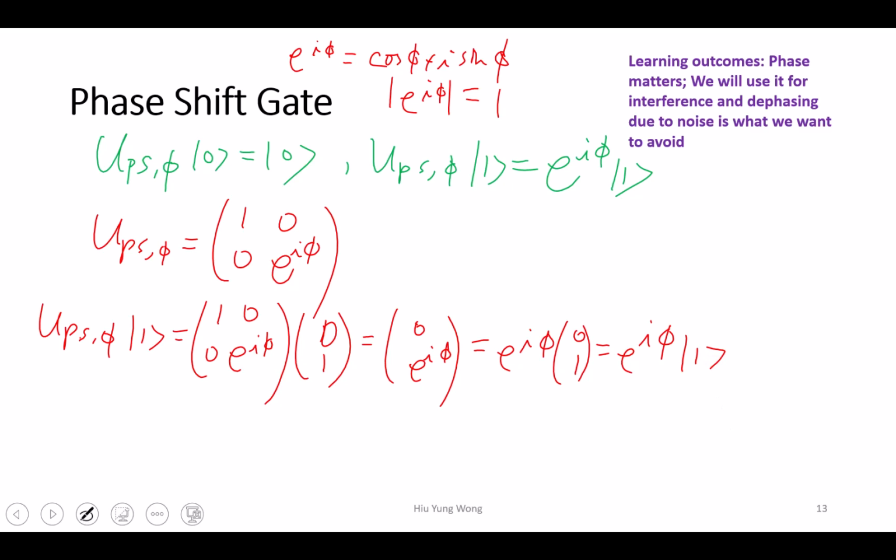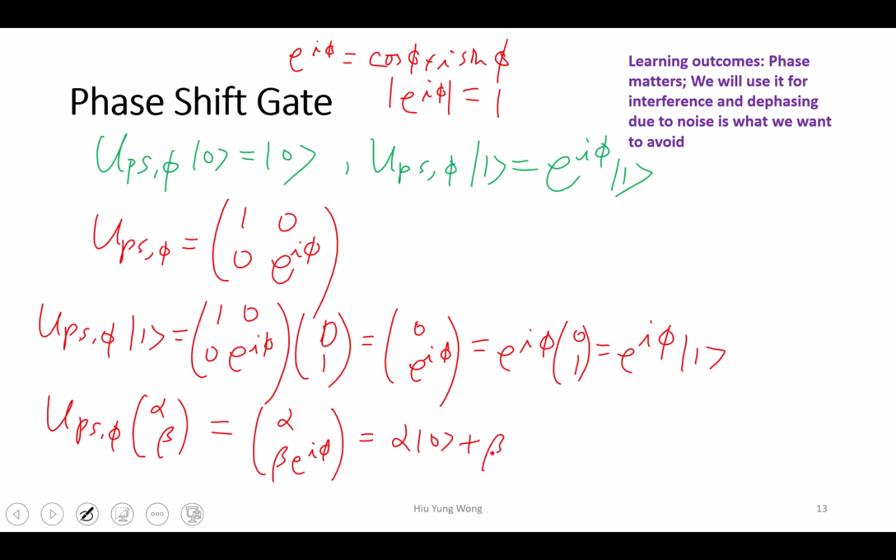Okay? So in general, of course, if I have a psi, right, I apply this U phi to alpha, beta, I will then get, maybe I just keep the column form first, alpha, beta e to the power i phi, which is equal to alpha 0 plus beta e to the power i phi 1. So what I'm doing is just reasonable, right? Does that matter? In terms of measurement probability, it doesn't matter, right? What's the probability I can get 1 here?